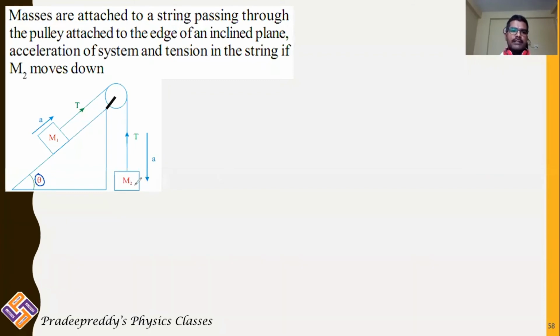As mentioned in the problem, M2 mass moves down. As M2 is moving down, M1 should definitely come upward. Both masses are attached with the same string, therefore acceleration will be common. With whatever acceleration M2 comes down, with the same acceleration M1 goes upward. Here we are considering massless strings and frictionless surface, so note that we are not considering friction.